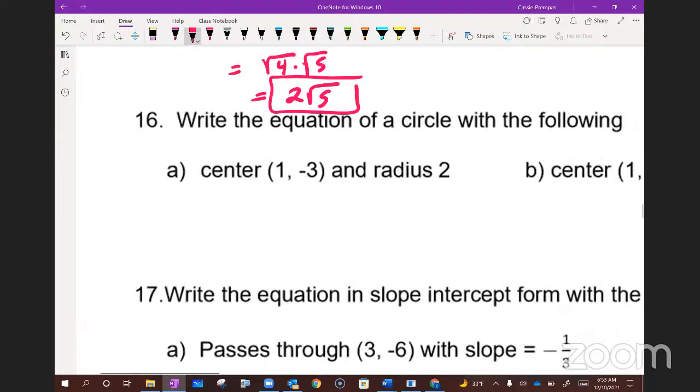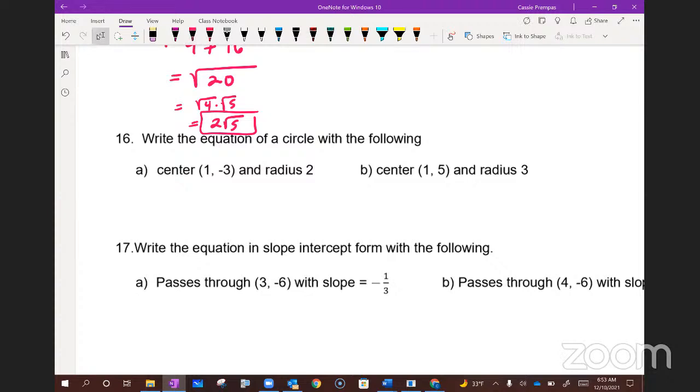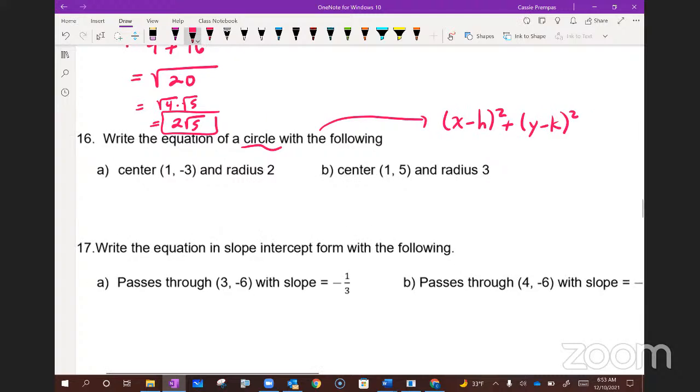Number 16, write the equation of a circle. If you're like, the circle, what is that one? It's quantity x minus h squared plus quantity y minus k squared is equal to r squared. And the key pieces to put in are h, k, and r. So looking at number 16, they gave you h and k. H and k represent your center, and they gave you r. R is 2. So we just got to pop those in.